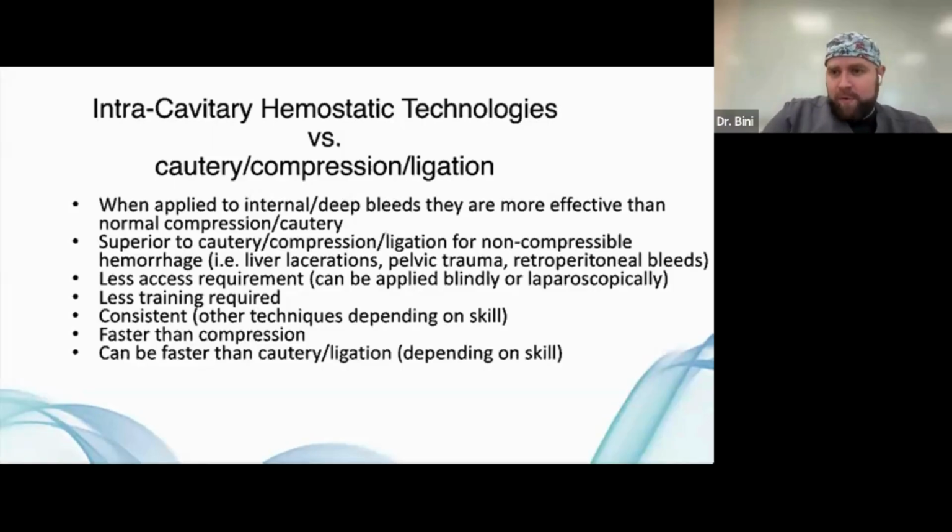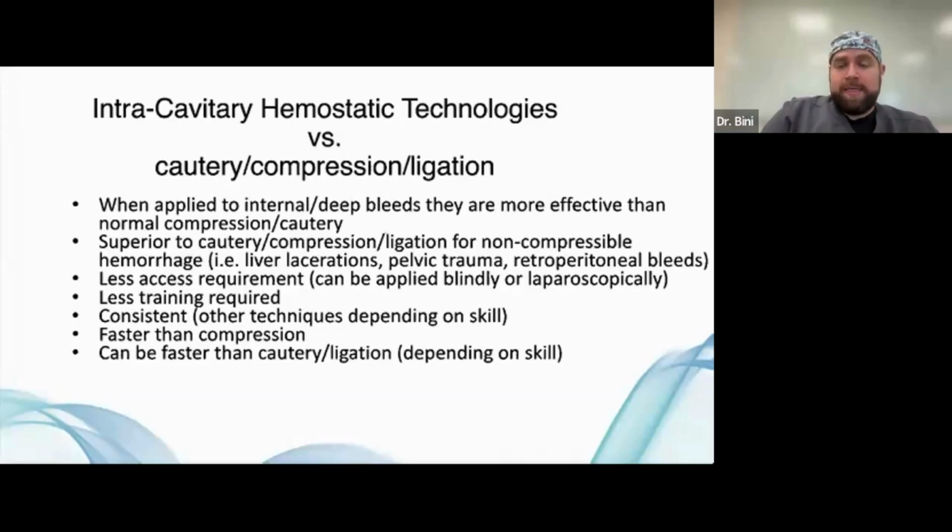You need less training, of course, right? If you have a lot of experience, of course, cautery, compression, and ligation may work really well for you, but in reality, we all have had these difficult cases where you're like, hey, I'm kind of in a bad situation here, and you always wish that you had a plan B.